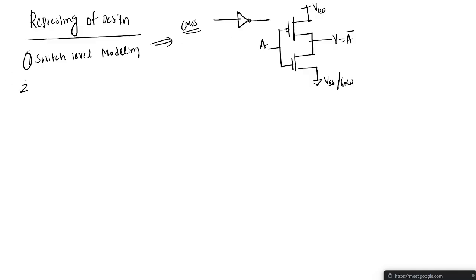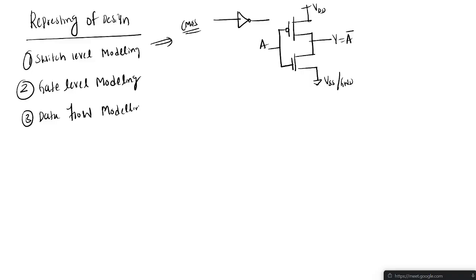Next you have gate level modeling, data flow modeling, and behavioral modeling. You have hybrid modeling also. Hybrid means you can use both data flow and behavioral modeling within a code. That is hybrid modeling.